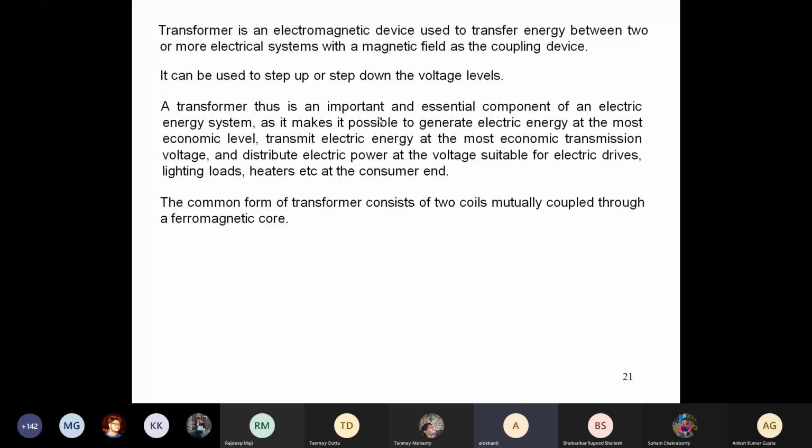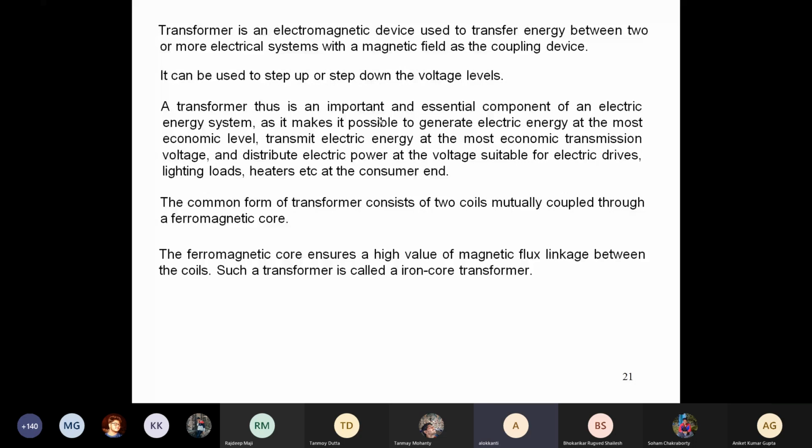So in a common form, the transformer basically consists of two coils mutually coupled through a ferromagnetic core. There are two coils mutually coupled through a ferromagnetic core. So there is a single ferromagnetic core and the coils are coupled through the ferromagnetic core. Okay, the coils are not physically in touch. So one coil will generate the flux. It will pass through the ferromagnetic material and go through the second coil, and that is how a transformer is by construction.